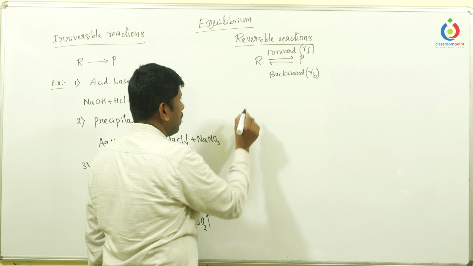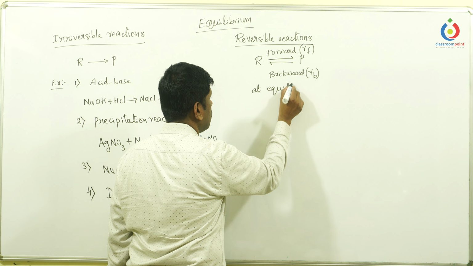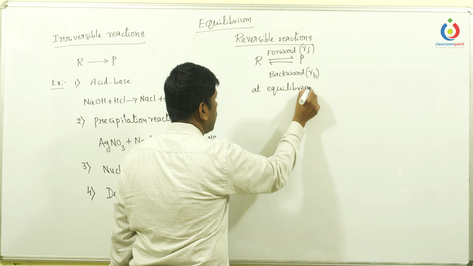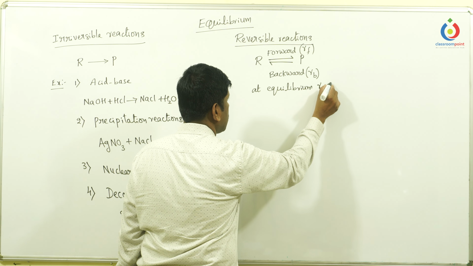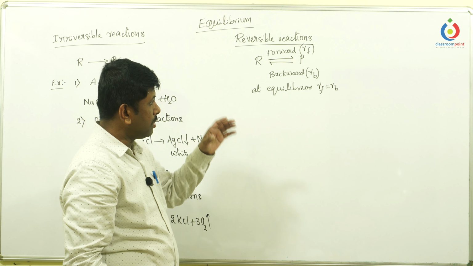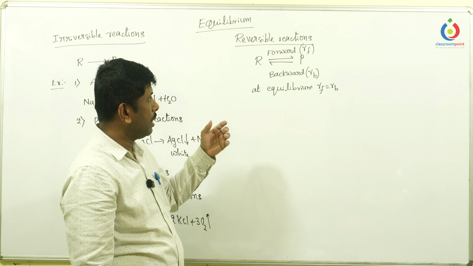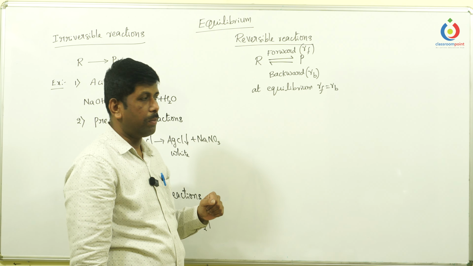At equilibrium, the rate of forward reaction is always equal to the rate of backward reaction. Now let us try to see how to achieve this, rate of forward reaction equals rate of backward reaction, in a particular equilibrium process.